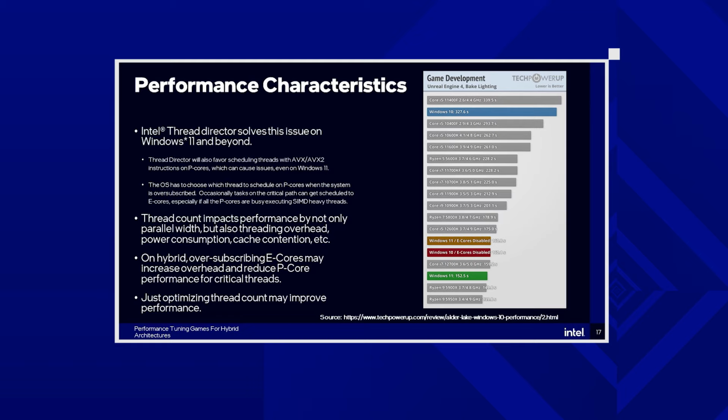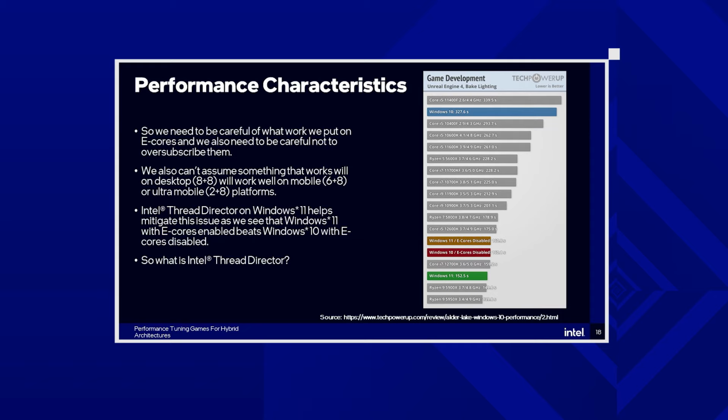Thread count impacts performance by not only parallel width, but also threading overhead, power consumption, cache contention, etc. On hybrid, oversubscribing E cores may increase overhead and reduce P core performance for critical threads. Just optimizing thread count may improve your performance. So we need to be careful what work we put on E cores, and we also need to be careful not to oversubscribe them. We also can't assume something that works well on desktop, or 8 P cores plus 8 E cores, will work on mobile, which is 6 plus 8, or ultra mobile, which is 2 plus 8.